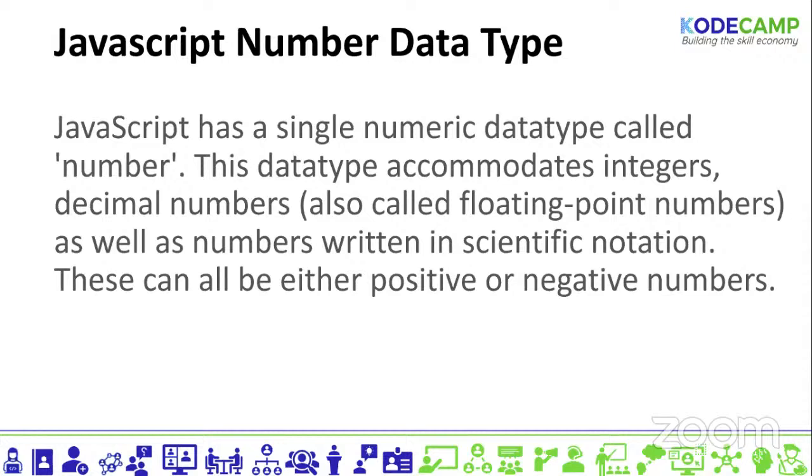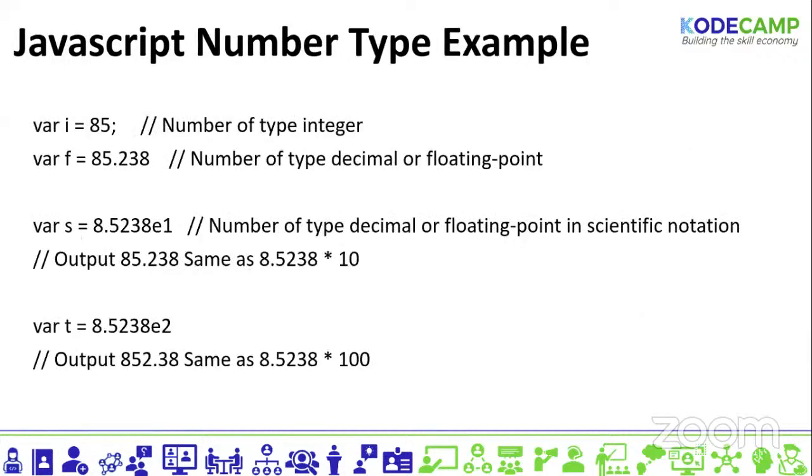So then let's continue. This data type accommodates integers, decimal numbers, also called floating point numbers, as well as numbers written with scientific notation. And these can all be either positive or negative. Numbers with negative signs before them are also regarded as numbers in JavaScript. An example of a JavaScript number type is like this: var i equals 85. This is an integer type, but it's still regarded as a number in JavaScript.